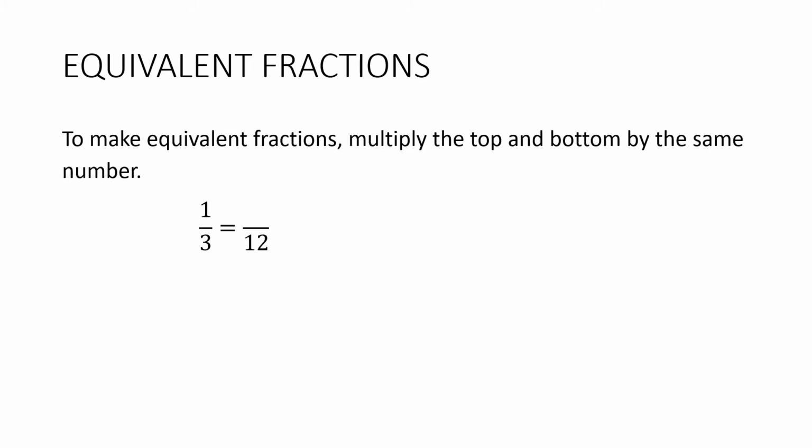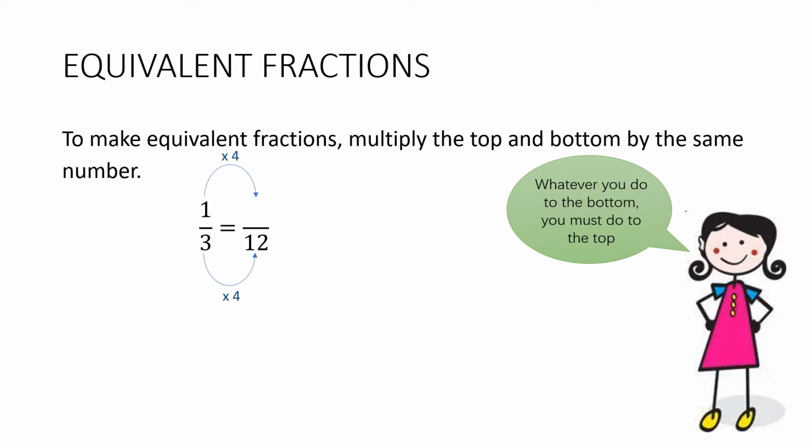We can easily make equivalent fractions. All we have to do is multiply the top and the bottom by the same number. So we ask ourselves, what have we multiplied 3 by to get 12? It's 4, isn't it? And whatever we do to the bottom, we must also do to the top. So we go once times 4 is 4. So these two are equivalent fractions, 1/3 and 4/12.